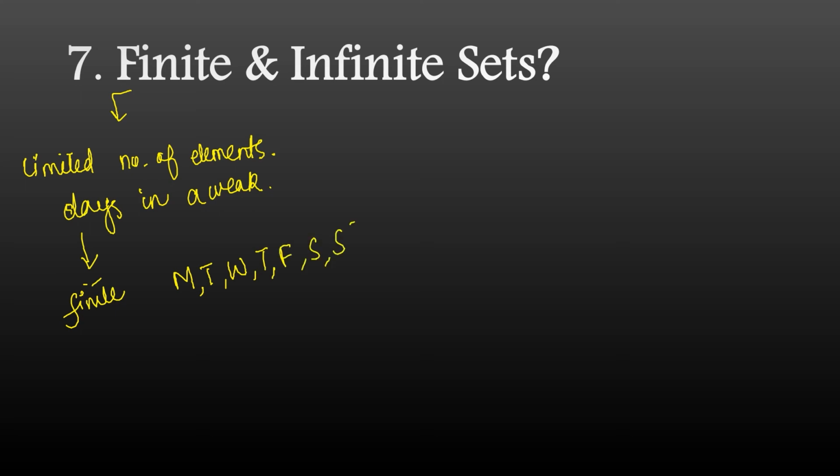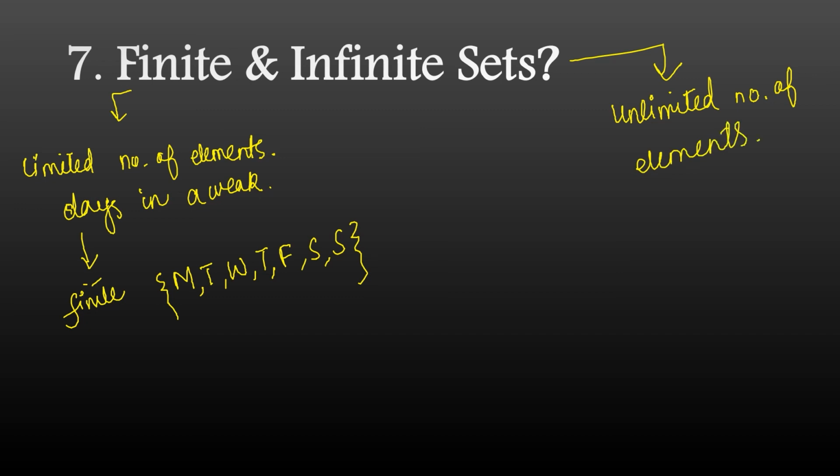Okay. Next, infinite set. A set is infinite if it has an unlimited number of elements. These two definitions are contrast of each other. For example, the set of natural numbers or the set of integers. These two are examples of infinite sets.